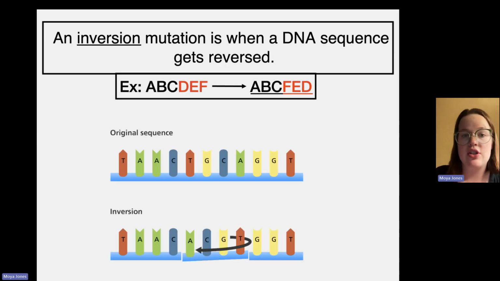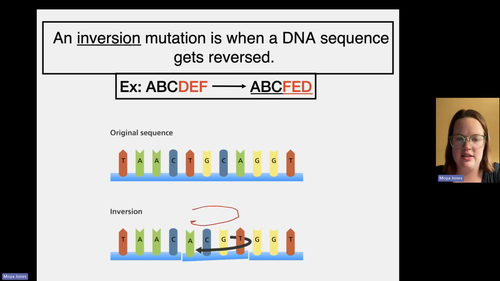There's another type of mutation called an inversion. An inversion is where the DNA sequence actually gets wrapped around itself and it will switch a section. So instead of being A, B, C, D, E, F, it becomes A, B, C, F, E, D. So you can see it's just part of the DNA gets swapped around.